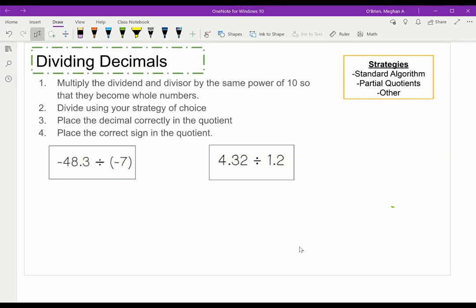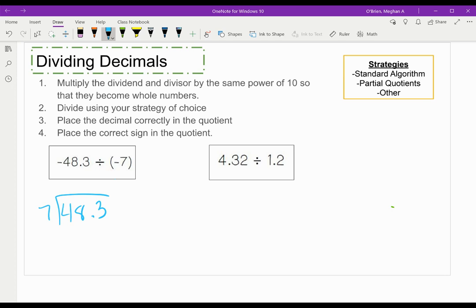Okay, finally, dividing decimals. The first step doesn't always necessarily apply, depending on what the problem is. The first step says multiply the dividend and the divisor by the same power of 10 so that they become whole numbers. You can do that with this first problem. Let me set it up, and I'm going to first just ignore the signs because I'll worry about the signs at the end. So I'm just going to pretend it's 48 and 3/10 being divided by 7.